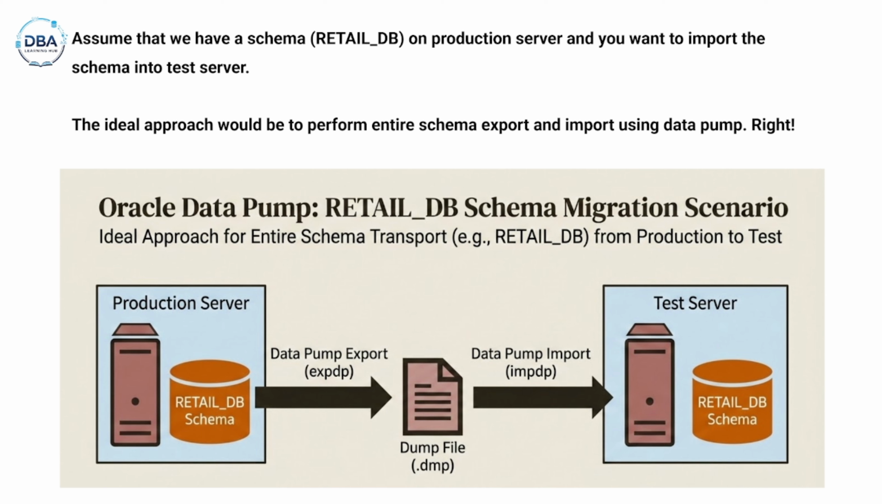Assume that we have one schema named retail DB on a production server, and you want to import that schema into a test server. Ideally we would do a logical export and import: we take an export from our production server, copy the dump file to the test server, and then import using IMPDP. In a normal scenario we perform it this way.